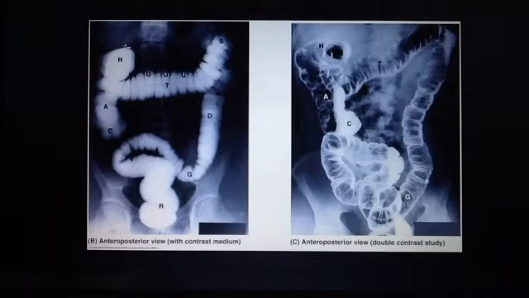And next is the sigmoid section. The sigmoid is the S-shaped loop of variable length, and this links with the descending colon, and of course with the rectum.